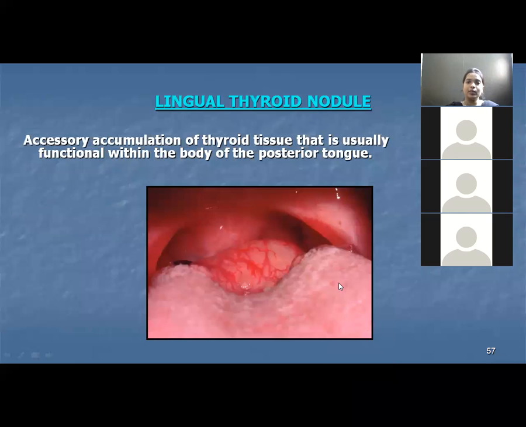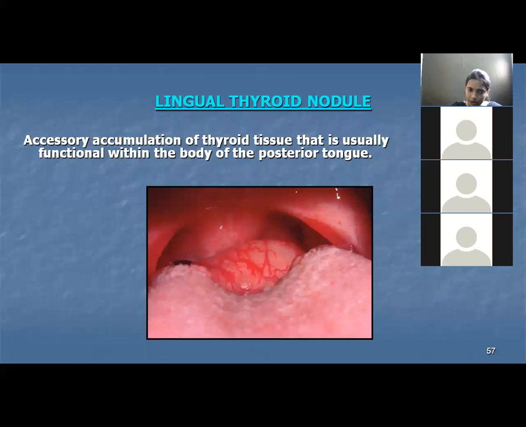The next anomaly is the lingual thyroid nodule. See the clinical picture. This is your tongue. This is your lingual thyroid nodule. Nodule means what? Nodule means it is an abnormal growth of the tissue. Okay. What is lingual thyroid nodule? It is an accessory accumulation of thyroid tissue that is usually functional within the posterior body of the tongue.